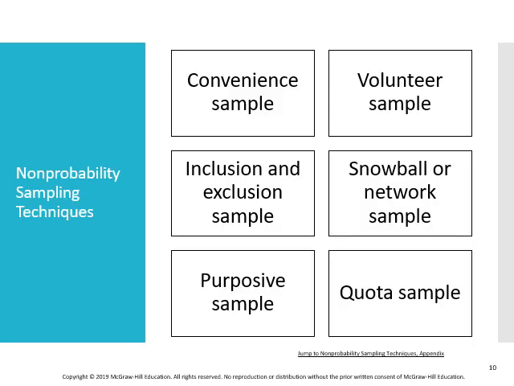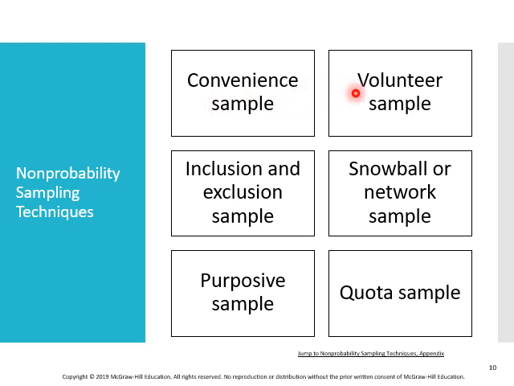Here are examples of non-probability samples. First off, convenience sample, probably the most common type of sample used. Convenience samples are samples that are easily accessible to the researchers. So if a researcher is doing a study on college students, then naturally the college students who are around him or her will be the natural choice.